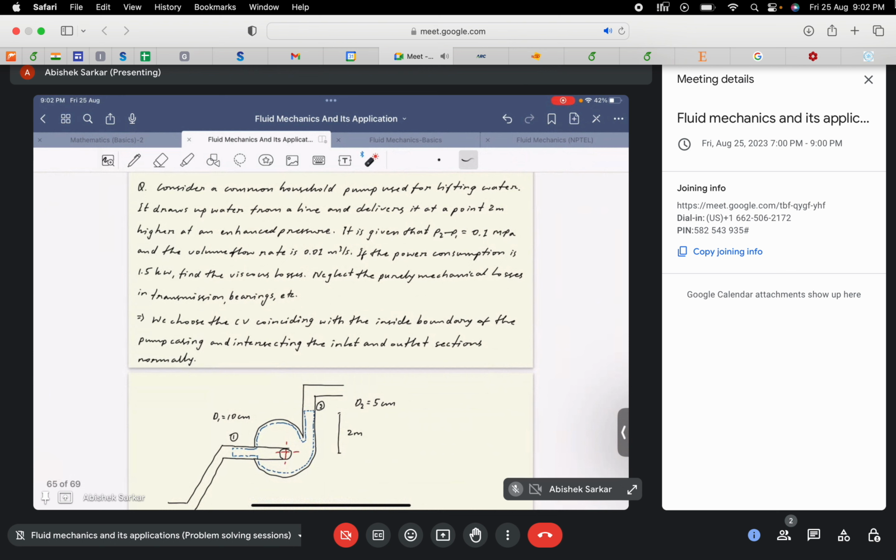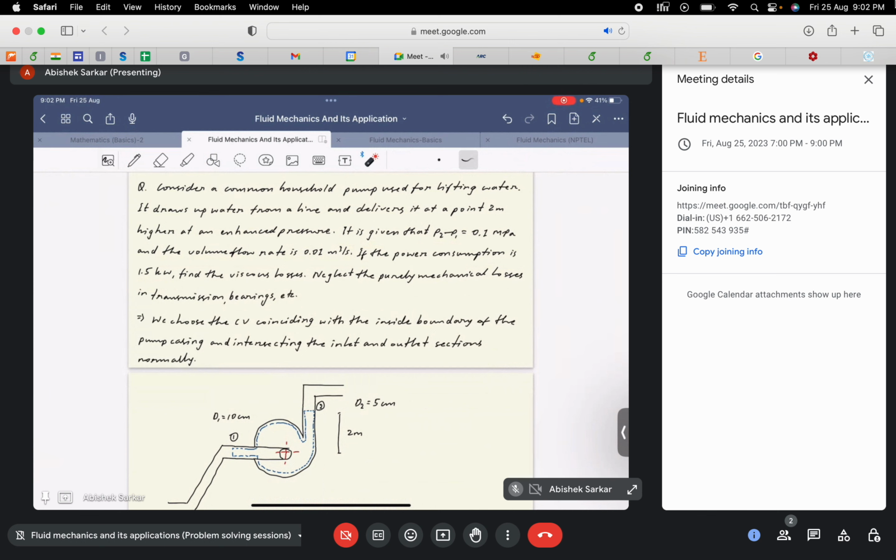So it is given that P2 minus P1 is equal to 0.1 megapascal. So pressure is enhanced after the application of the pump, which means that it adds some additional pressure energy to the flow. The volume flow rate is 0.01 meter cube per second. Okay, if the power consumption is 1.5 kilowatt, the question explicitly gives the idea that power is being consumed by the system. So work is done on the system. So it will basically mean that the Ws term or the hs term in our modified Bernoulli equation would be negative.